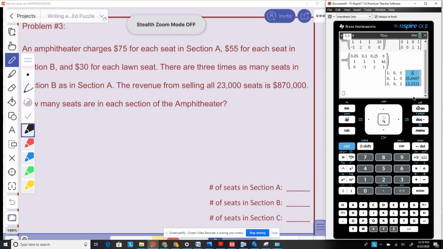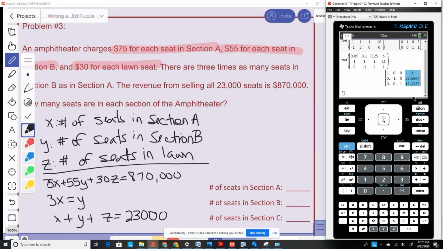Let's do the last one. Go ahead and pause this video and actually complete this problem on your own. Okay, these should be your equations. Okay, the first equation just came from the money. $75 times every section A, $55 for section B, and the last one is $30 for field, and they spent $870,000.